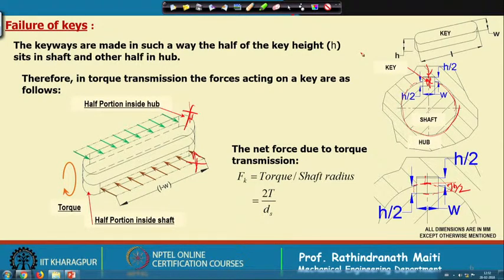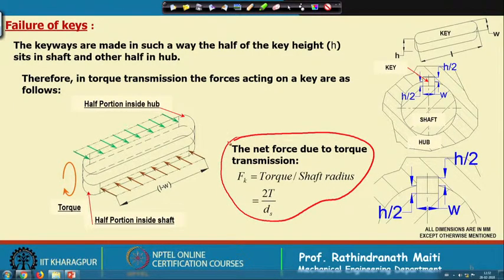Now, if we consider the failure of this key, then what may happen? One is that the area will shear, or there will be crushing. I am coming to that. Before that, I would like to say that this is the force acting on the key.